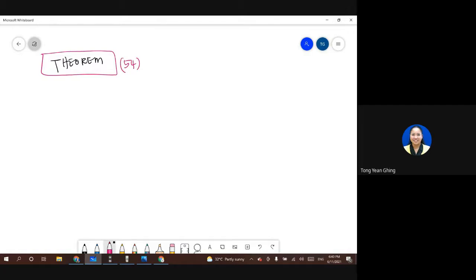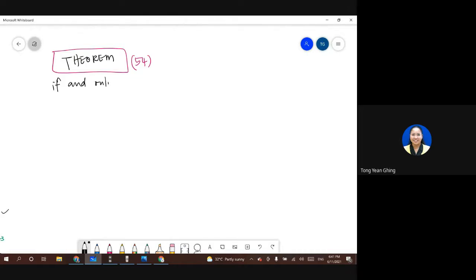It says that a symmetric matrix A is positive definite if and only if each of its leading principal submatrices has a positive determinant.